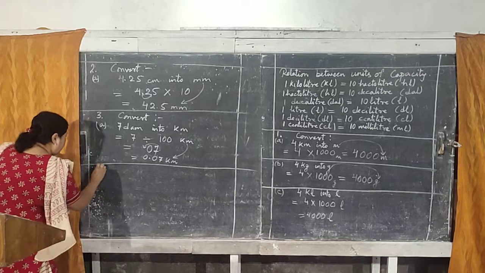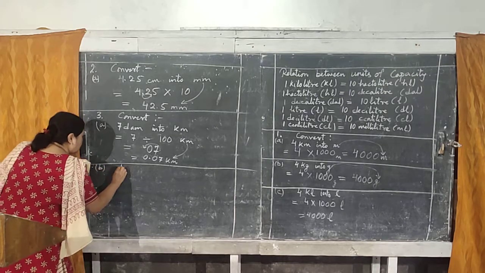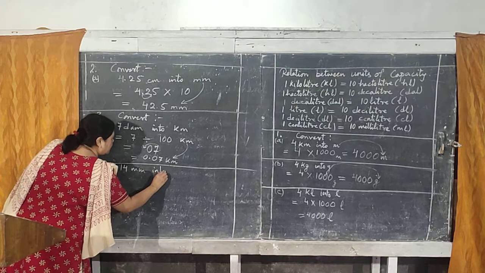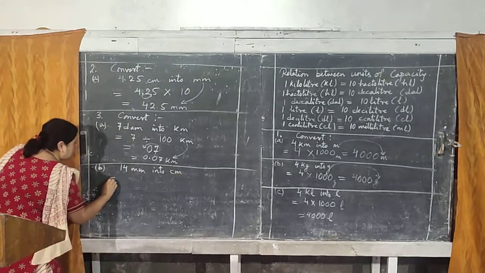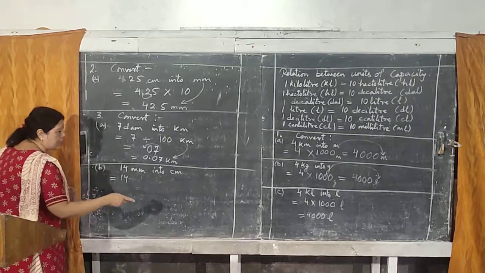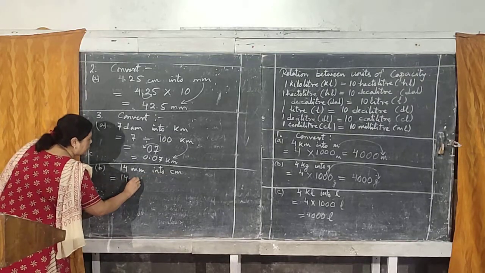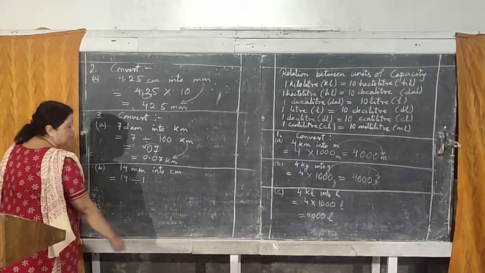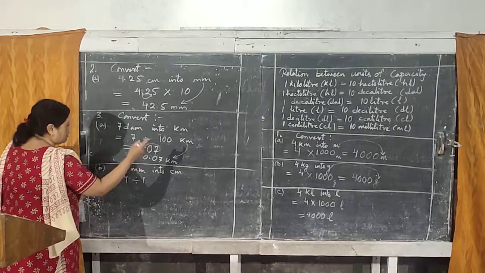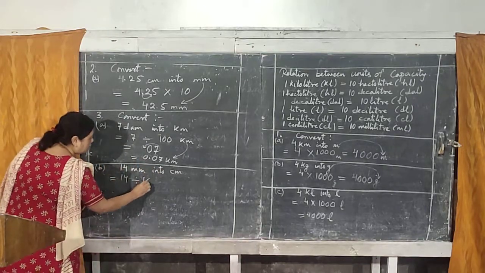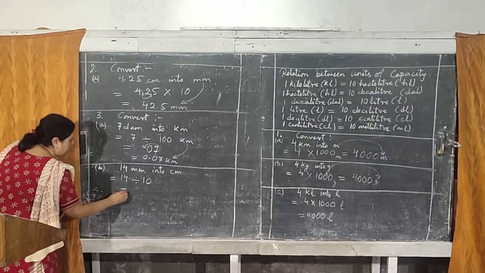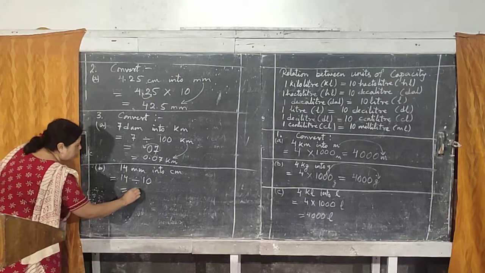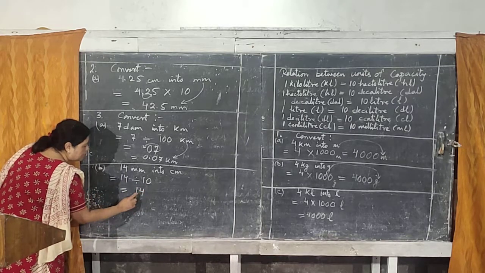Same, number B, 14 millimeter into centimeter. Now write 14. Millimeter into centi, you are going up, so divide. Then by what are you going to divide? You always have to write 1, but how many zeros? Centimeter, then millimeter, so 10. You are dividing by 10. So 1 zero means one place. 14 is a whole number.